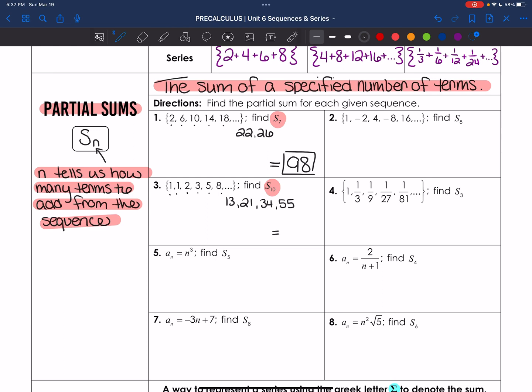And if you guys will go ahead and add those together, what is this partial sum? Adding those 10 terms together, we would have a sum of 143.